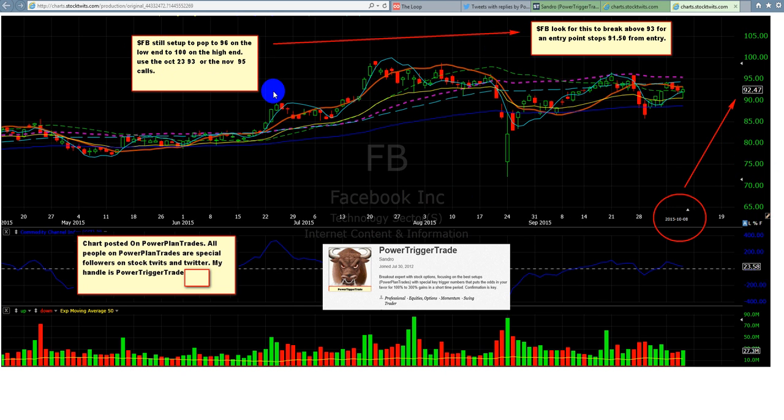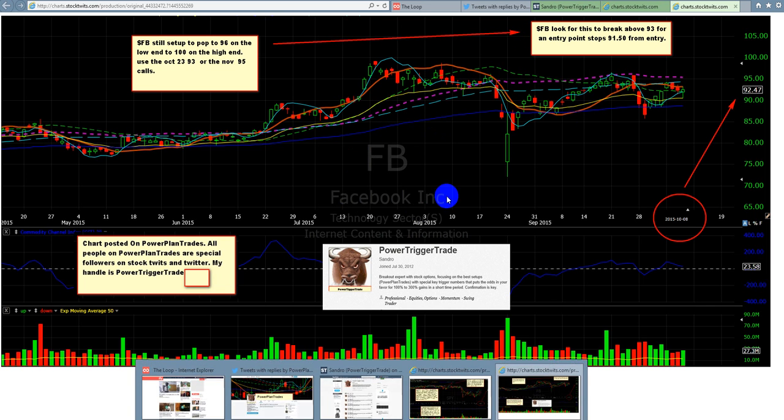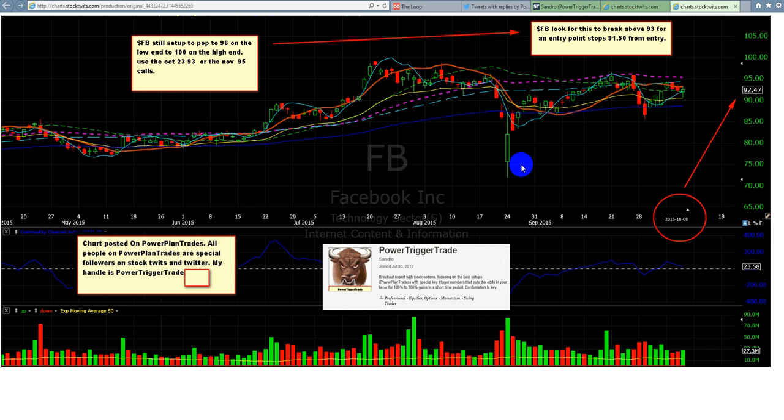Well, this went even way better than that. Use the October 23.93 or November 95 call. So these made money big time. Look for this to break above 93 for an entry point. Stops 91.50 from entry. Well, you know what? The stock just went up. It kind of chopped up higher, but it just went up, right? And that was really good timing, but based on my bullishness in the market.